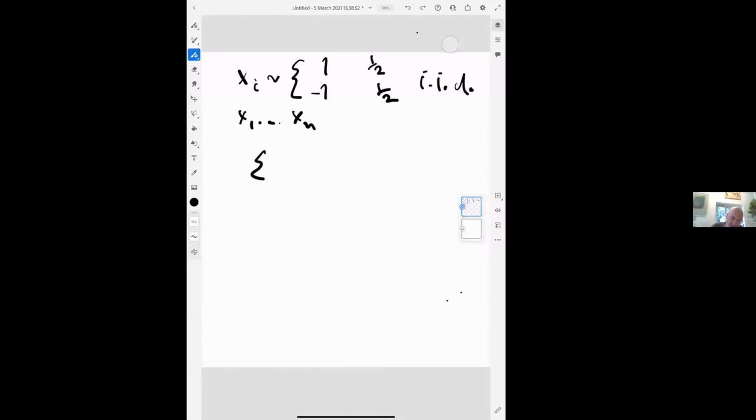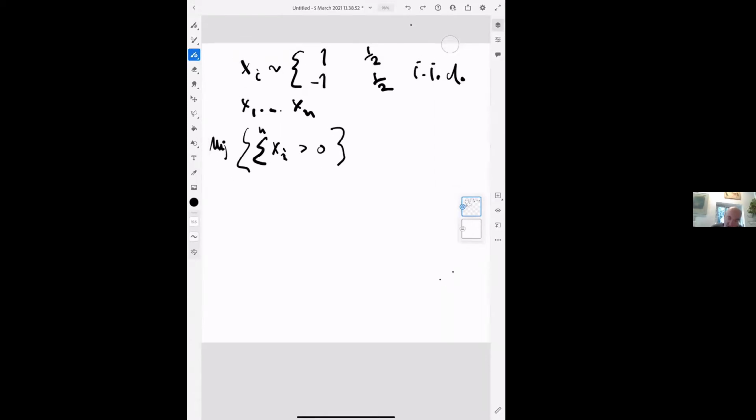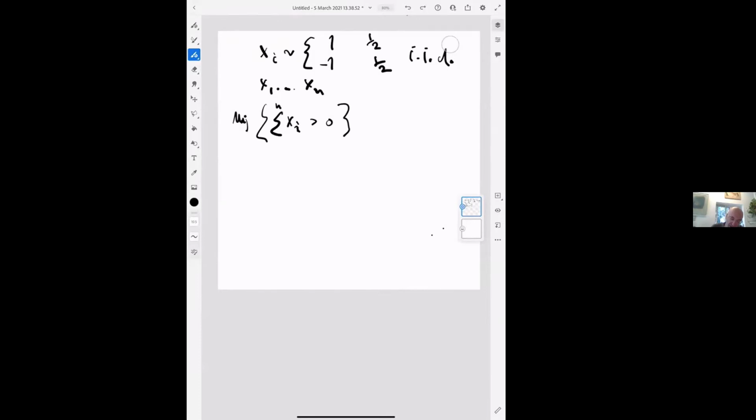I will take the sum of x1 up to xn, and look at the event that this sum is bigger than 0. Let's call it majority. So I just have a collection of n independent symmetric bits, and I'm looking at the event that the total sum is bigger than 0. Another, more sophisticated event I will call percolation, or maybe crossing.